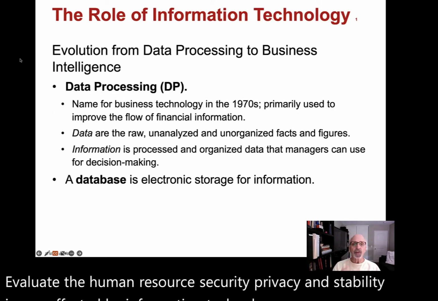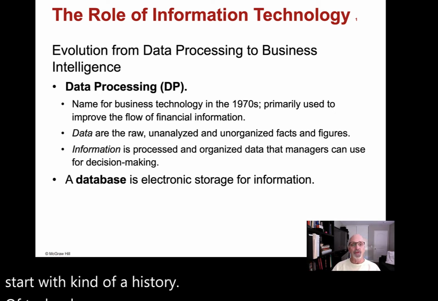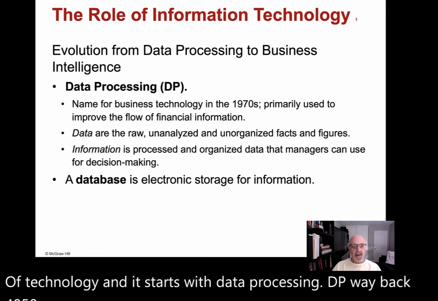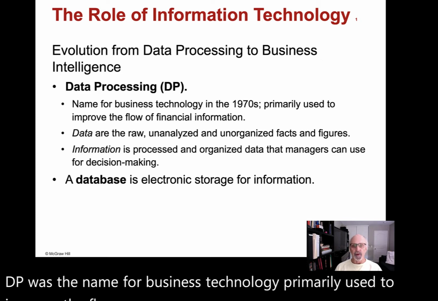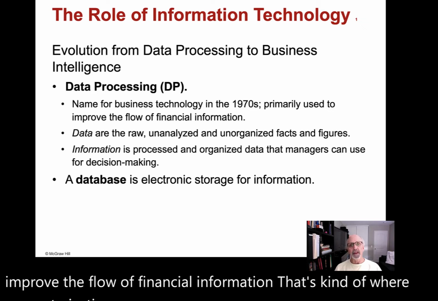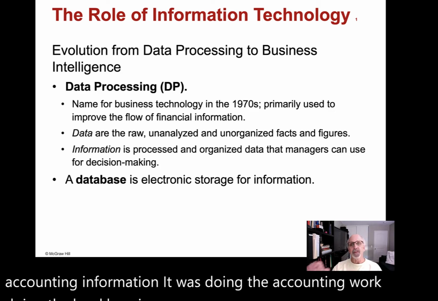So we're going to start with a history of technology, and it starts with data processing, DP, way back 40, 50 years ago. DP was the name for business technology, primarily used to improve the flow of financial information. That's where computerization was focused in the very beginning. It was accounting information. It was doing the accounting work, doing the bookkeeping, and transmitting financial data.